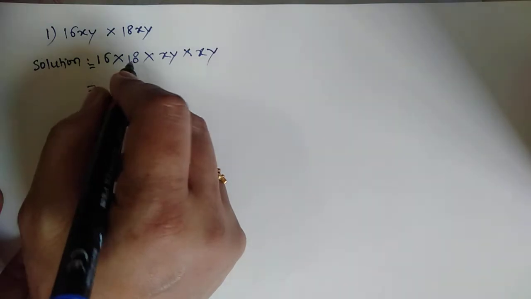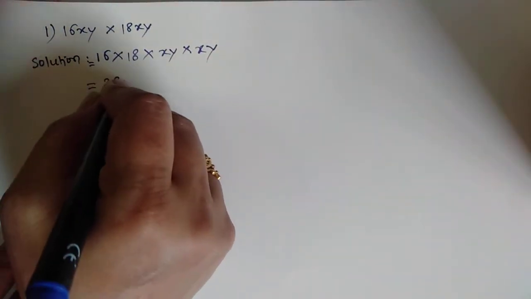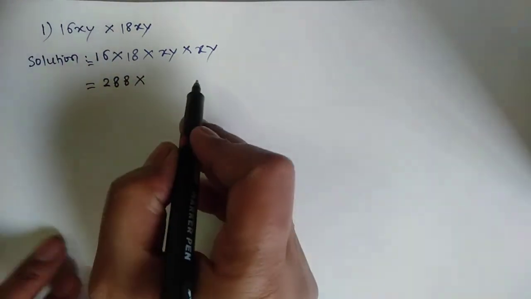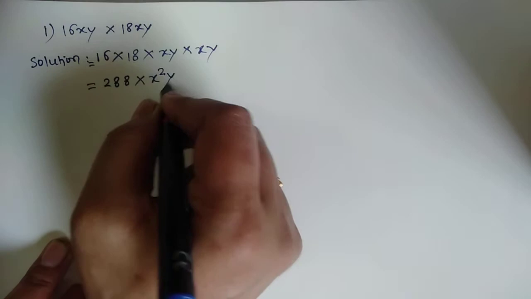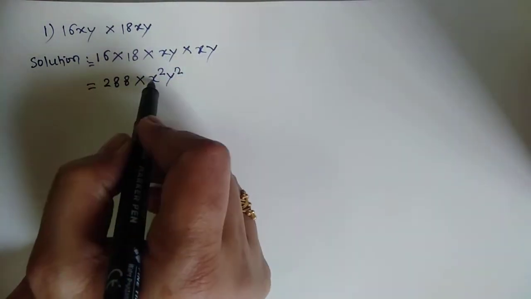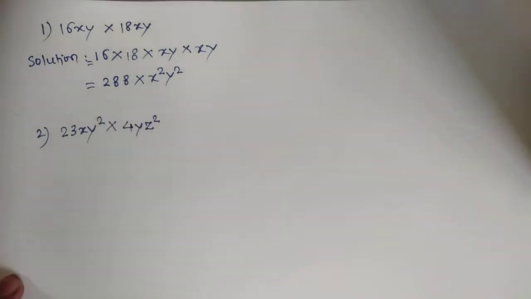So 16 multiplied by 18 is 288. Multiply by xy into xy, it is x square y square, because x into x is x square, y into y is y square. See the second.